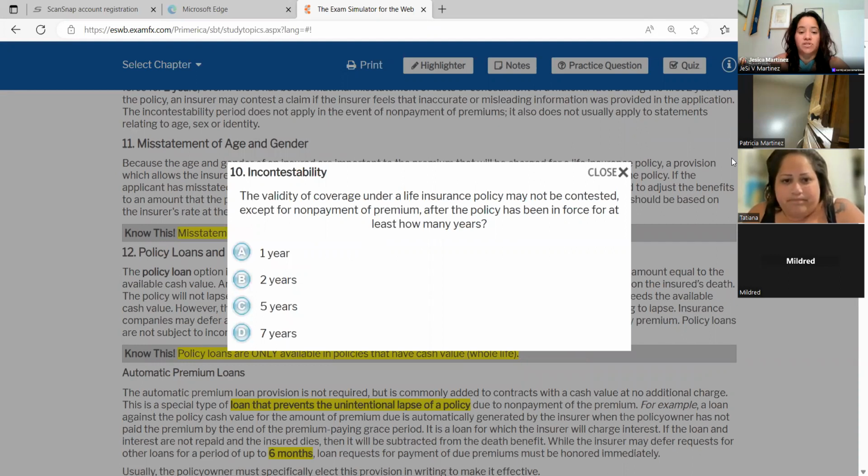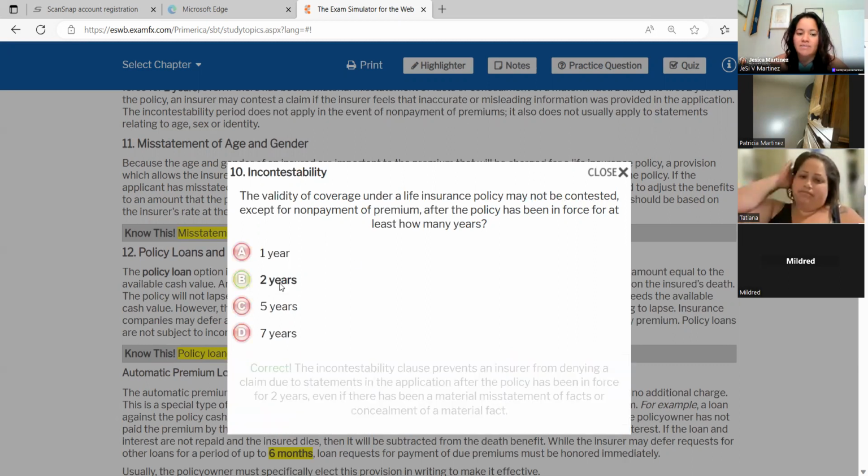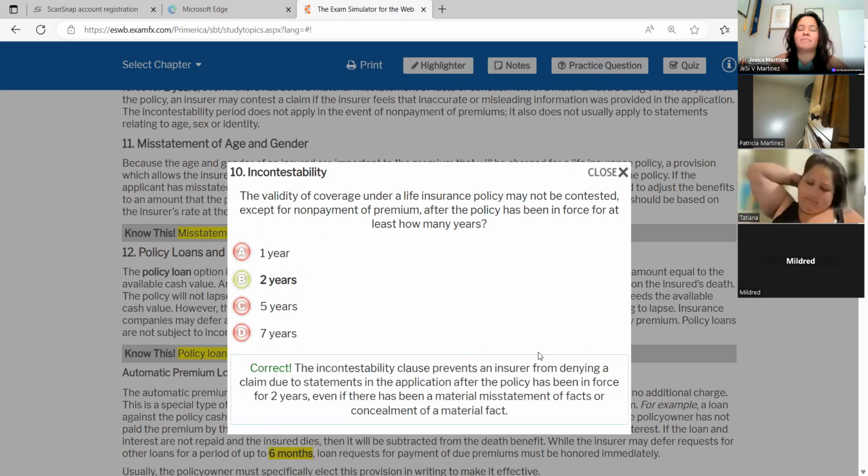The validity of coverage under a life insurance policy may not be contested, except for non-payment of premium, after the policy has been in force for at least how many years? So Ellie says 2. Non-payment of premium. You see, that falls on the 2-year thing. They're talking about the incontestability. You see, it may not be contested. So it's talking about the incontestability period, which is 2 years.